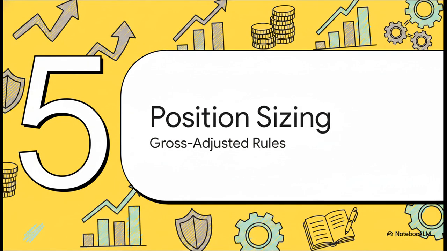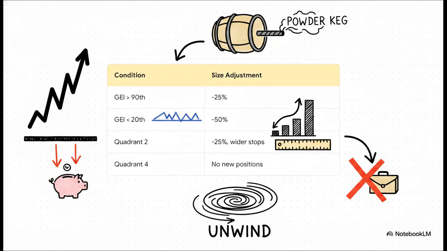Now for the most important part. Section 5. Gross Adjusted Position Sizing. This is the climax of our explainer today. I am handing you the hard, actionable rules for protecting your book. From now on, I want you dictating your risk management strictly by these parameters.